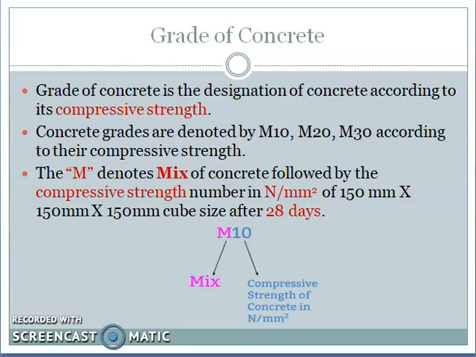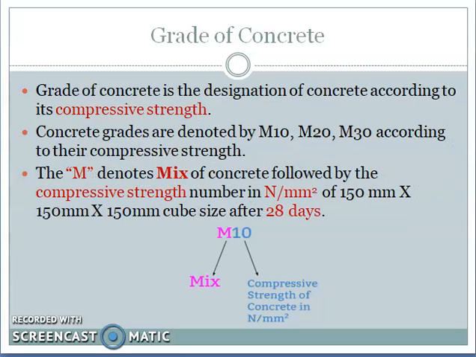There are different grades of concrete. So you have already learned this in concrete technology. So the grades are given as M10, M20, M30, M35, M40 and so on, in which M stands for the mix and the number after that stands for the compressive strength in Newton per mm square after 28 days. And the strength is calculated for a cube of the size 150 by 150 by 150 mm.